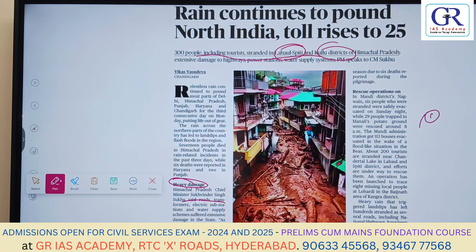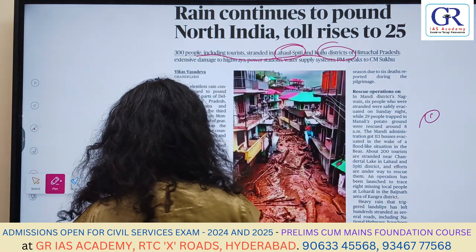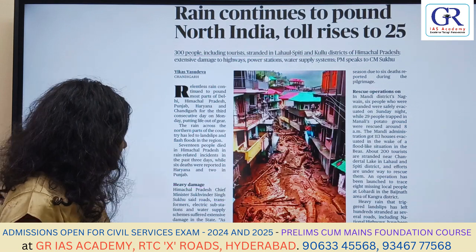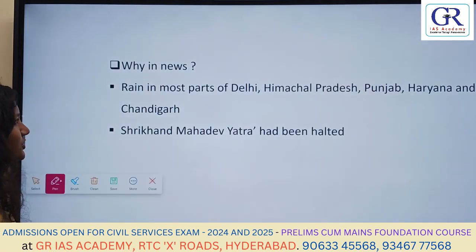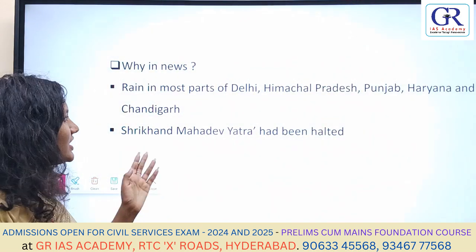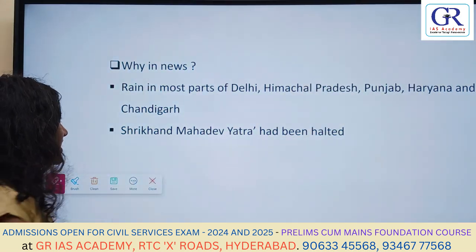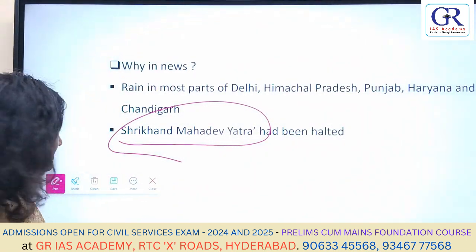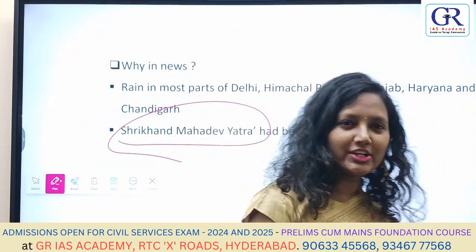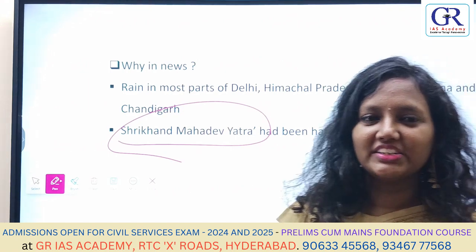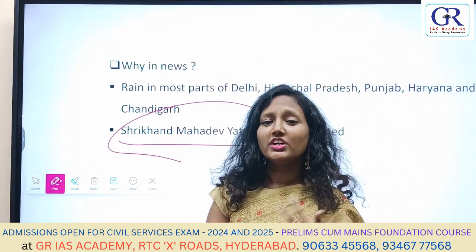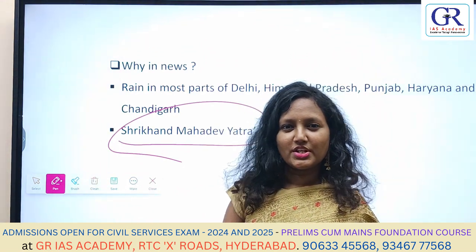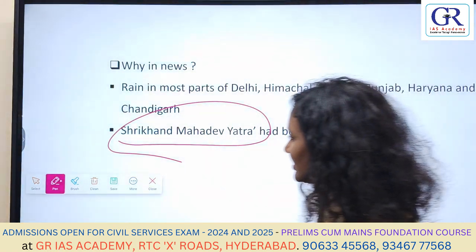You can also see the other important impact of this particular news. Why is this in the news? Because the rains are heaviest in parts of Delhi, Himachal Pradesh, Punjab, Haryana and Chandigarh, and the Shrikhand Mahadev Yatra has been halted due to these rains. Whenever you come across some festival or cultural activity, remember that a question may appear in your upcoming UPSC examination from the point of view of art and culture. So now let us know what this Shrikhand Mahadev Yatra is.